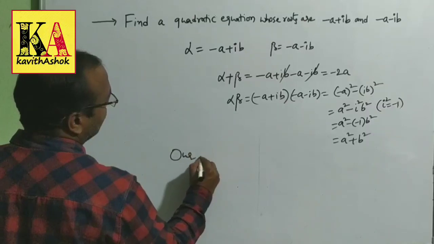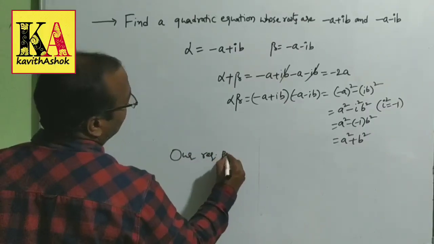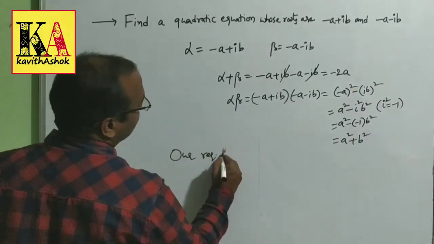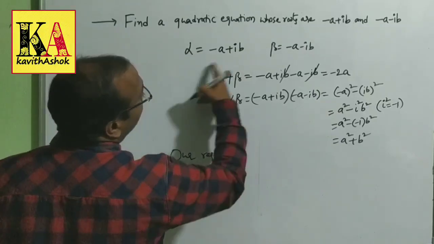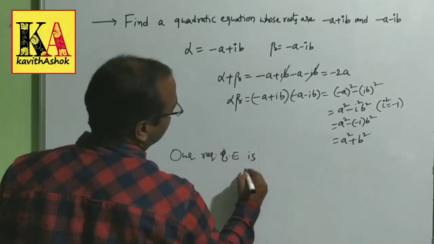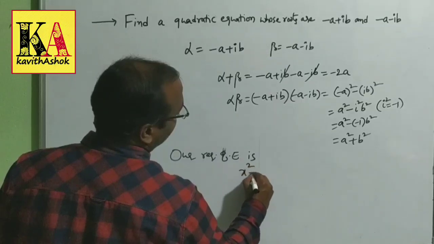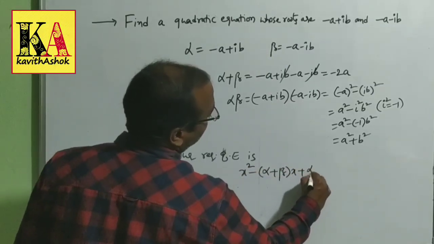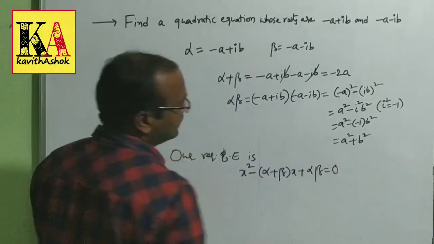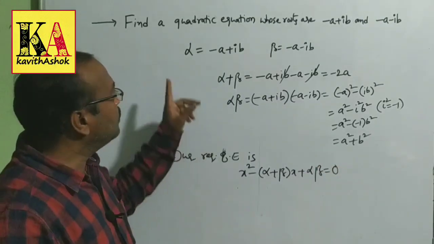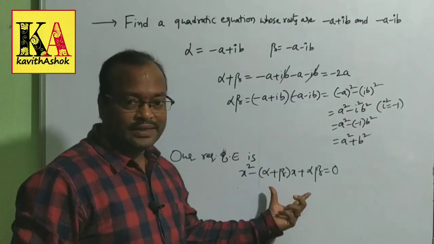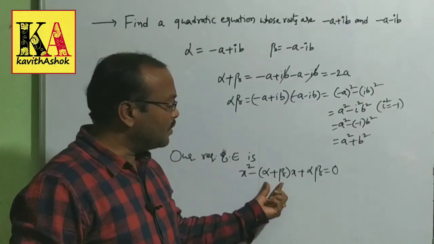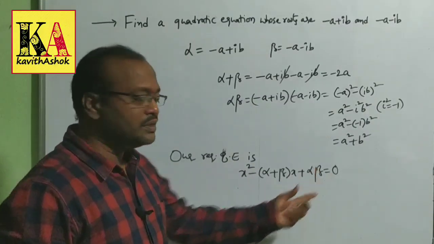So our required quadratic equation when two roots are given is x square minus (alpha plus beta) into x plus alpha beta is equal to 0. This is the formula to find out the quadratic equation when two roots are given: x square minus sum of the roots into x plus product of the roots is equal to 0.